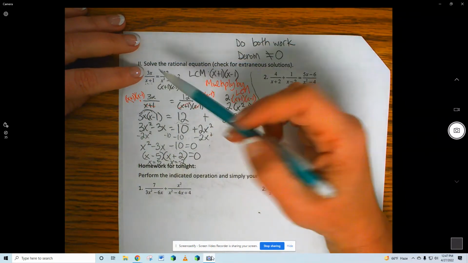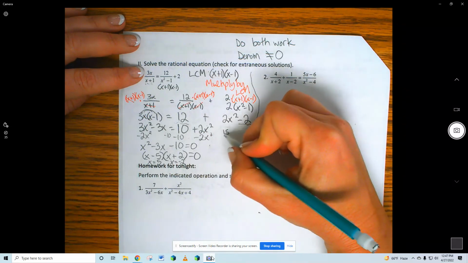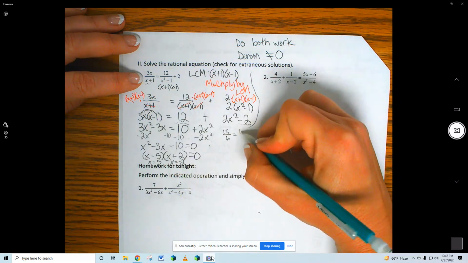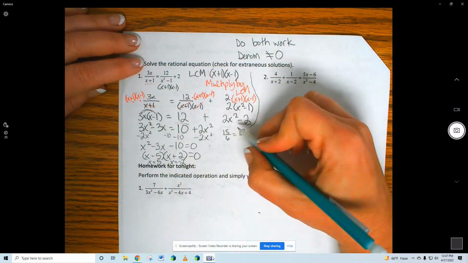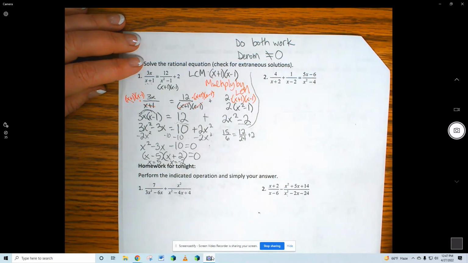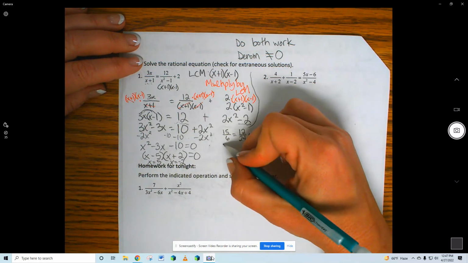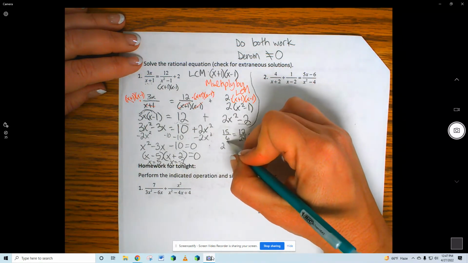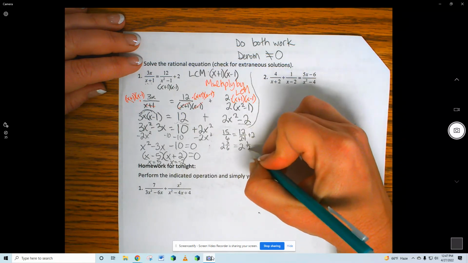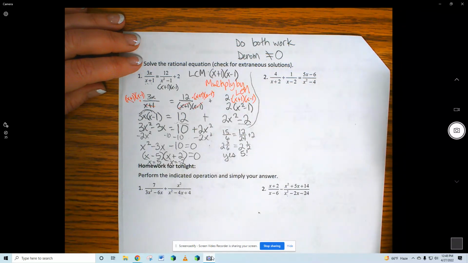If they both work. I could do it maybe in my head. Let's do the 5. 3 times 5 is 15, over 5 plus 1 is 6. 12 over 5 squared, 25 minus 1. So does that work? This is if 5 is the answer. This is 2 and 3, 6, 2.5 equals 2.5. Yes. 5 works. Now let's try negative 2.